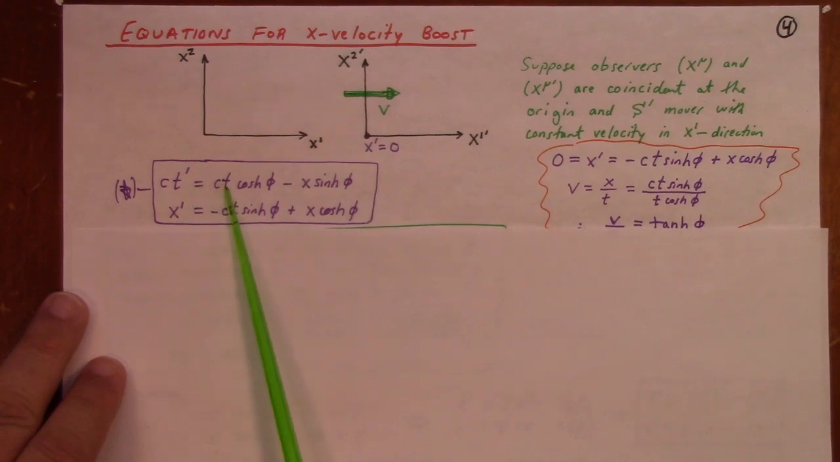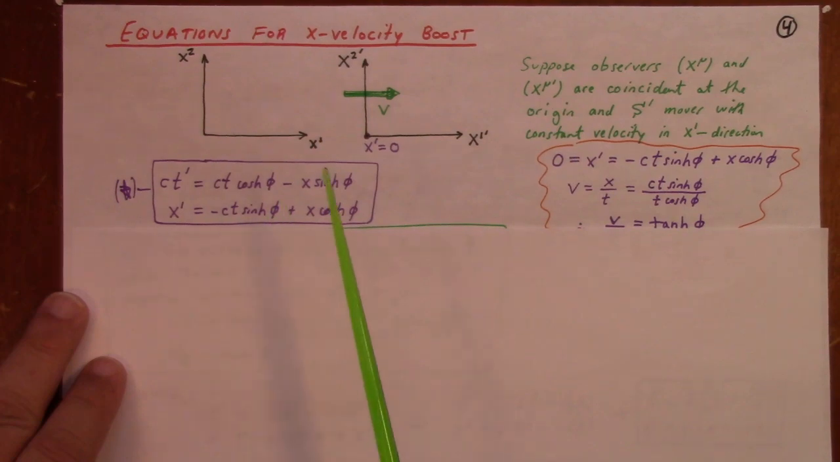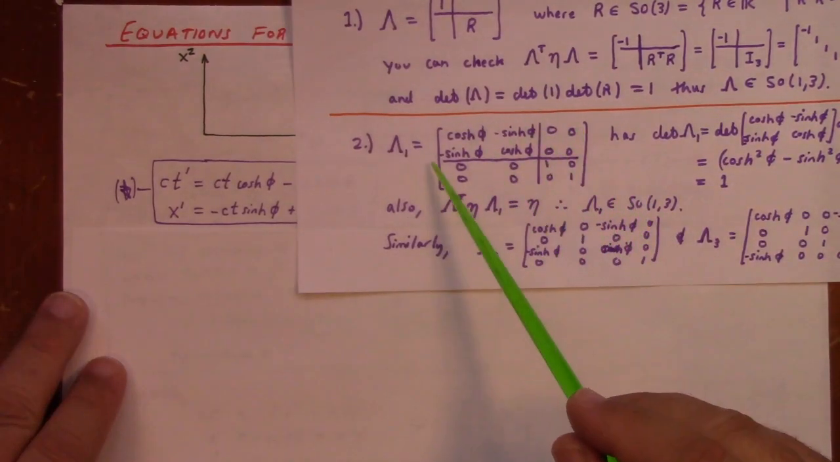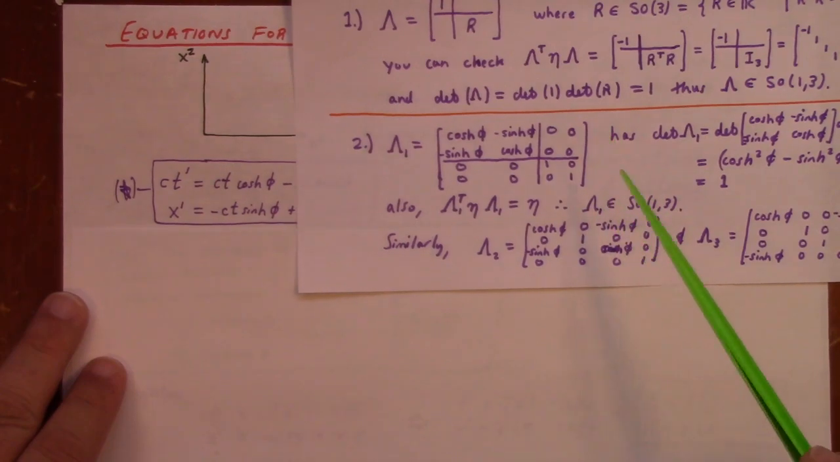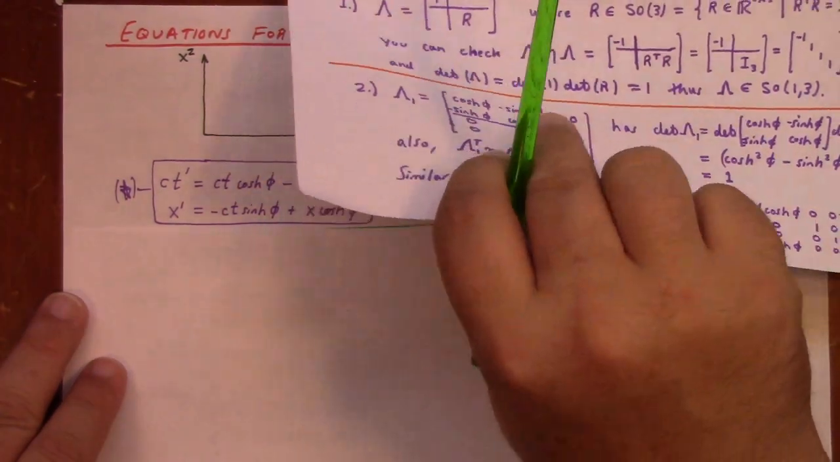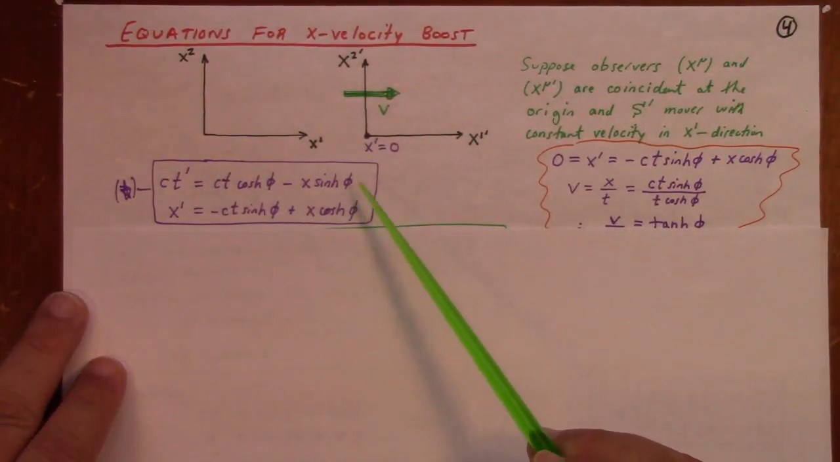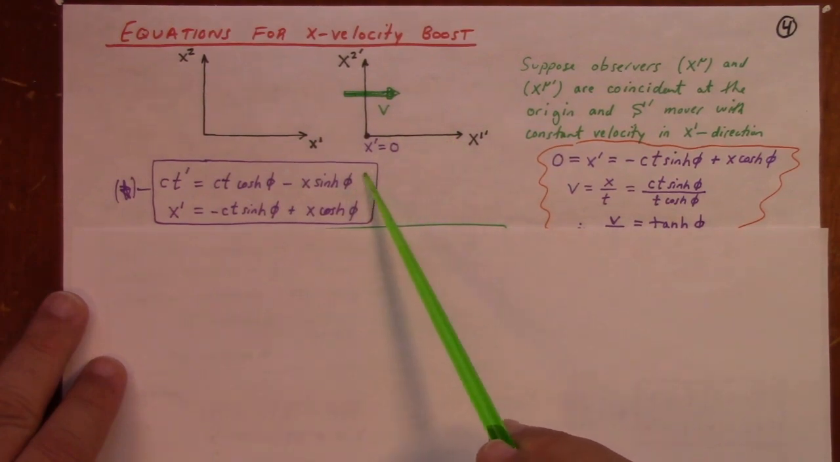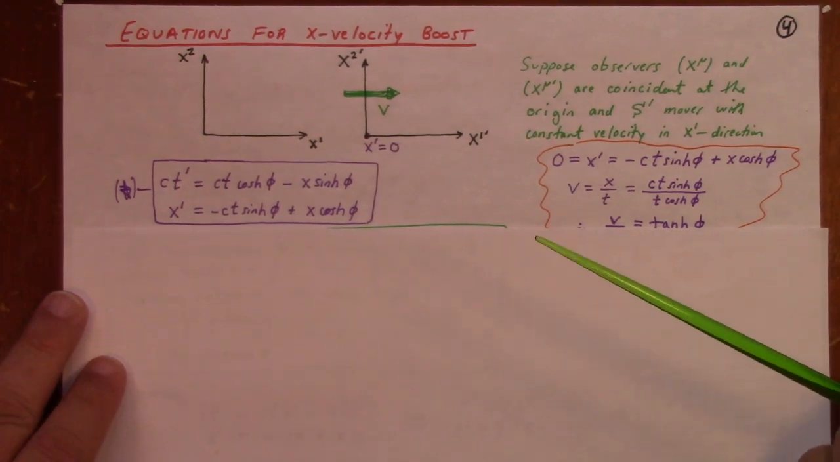ct prime is equal to ct cosh phi minus x sinh phi, and x prime is minus ct sinh phi plus x cosh phi. So what I'm doing is going back, assuming that we look at this and multiply it by the ct, x, y, z coordinates, right? And I'm trying to explain that in fact this is a coordinate transformation. It may not be readily apparent. If I just look at this in the abstract and ask what is that, it's not obvious to me that that's an x velocity boost. Let me explain why, all right?